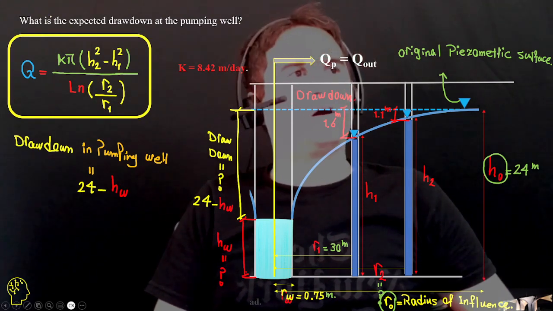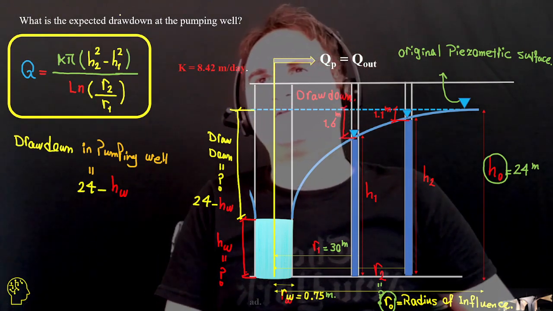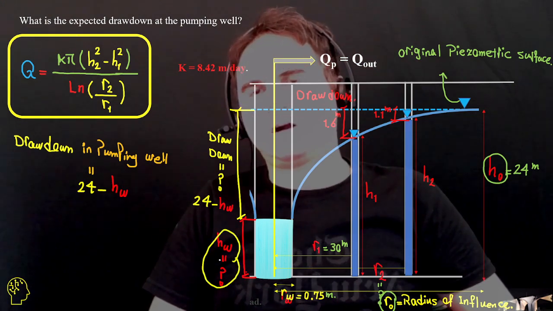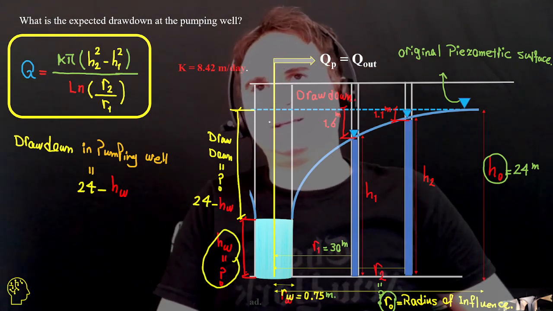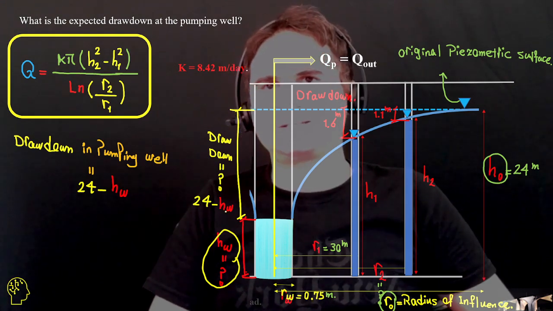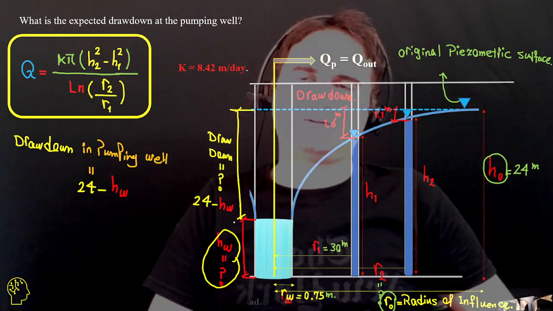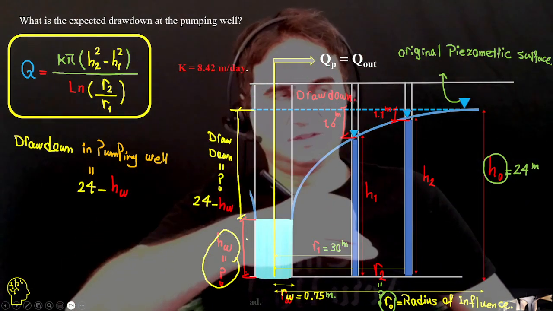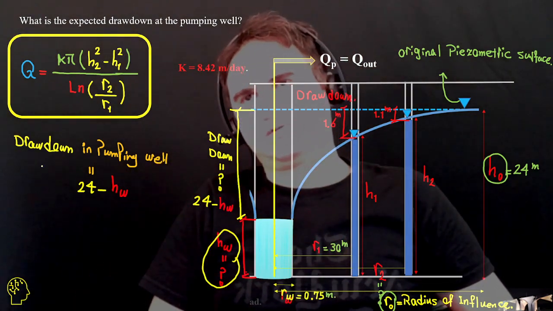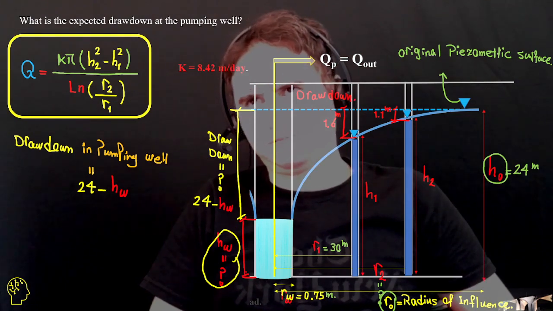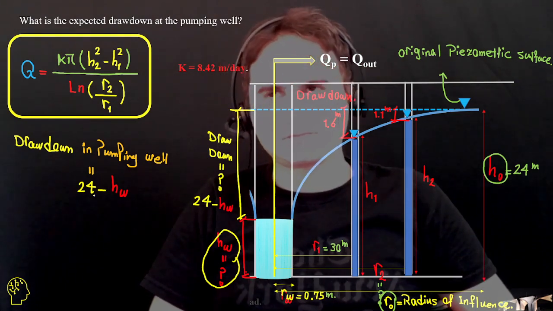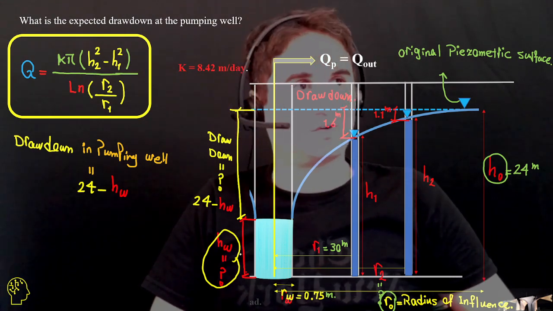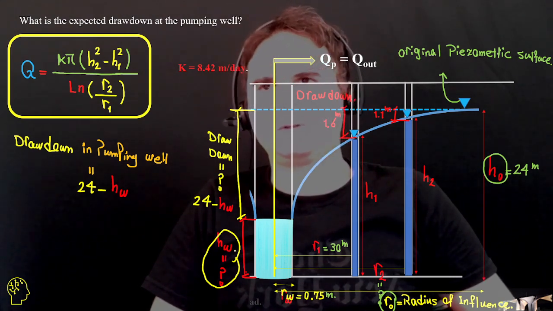In the other part of the problem, we want to know what is the drawdown at the well. So if this is my height of the well, then total height minus this height is just my drawdown or drops of the water height. So for drawdown in pumping well, we do need to subtract 24 minus height of well, which we are going to calculate H sub W.